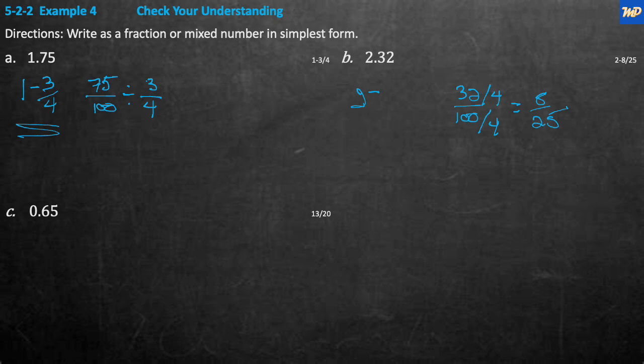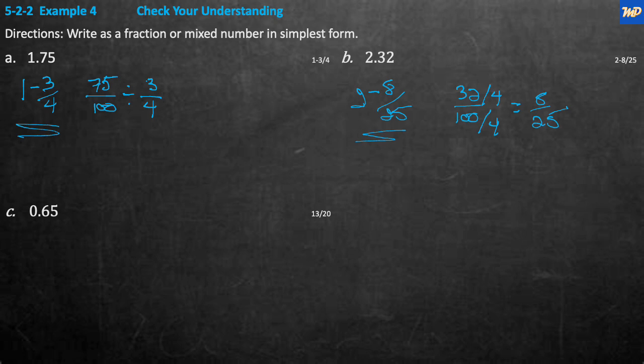Okay, so the answer is going to be 2 and 8 25ths. You see that? It's easy. You just put the 100 under it and reduce the fraction to its simplest form. Okay? Here, let's try this one.